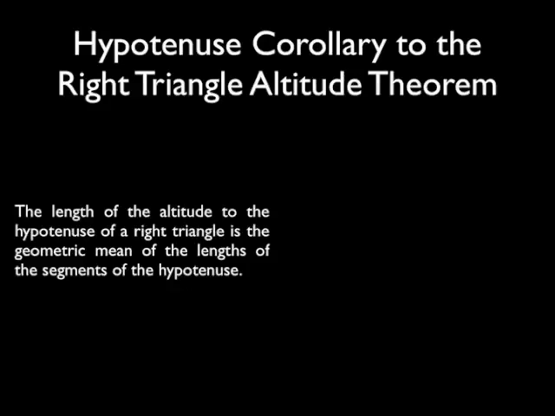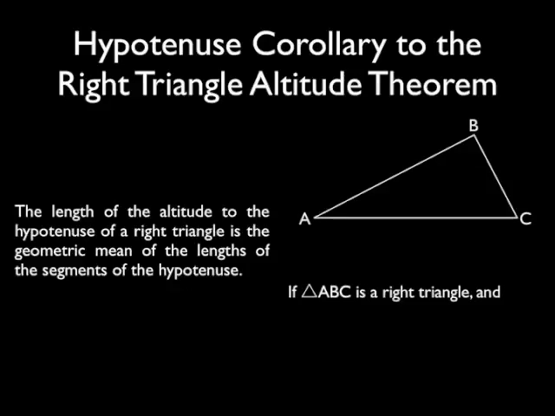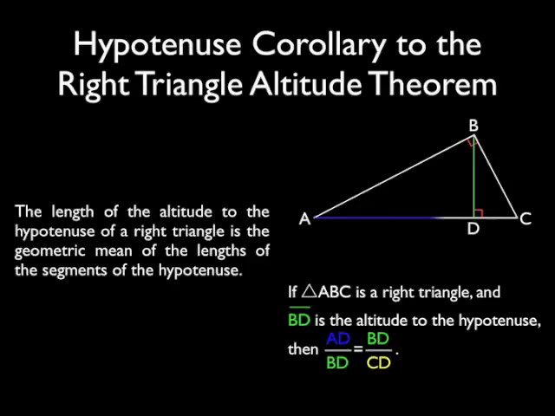The words alone seem a bit confusing, but when we see a picture, it looks more like this. If ABC is a right triangle, and it is, we can see that B there is a right angle, and segment BD is the altitude to the hypotenuse, then AD, this part of the hypotenuse, over the altitude, is equal to the length of the altitude over DC, the other portion of the hypotenuse. Notice that both the means in this proportion are BD, so BD is the geometric mean of AD and CD.